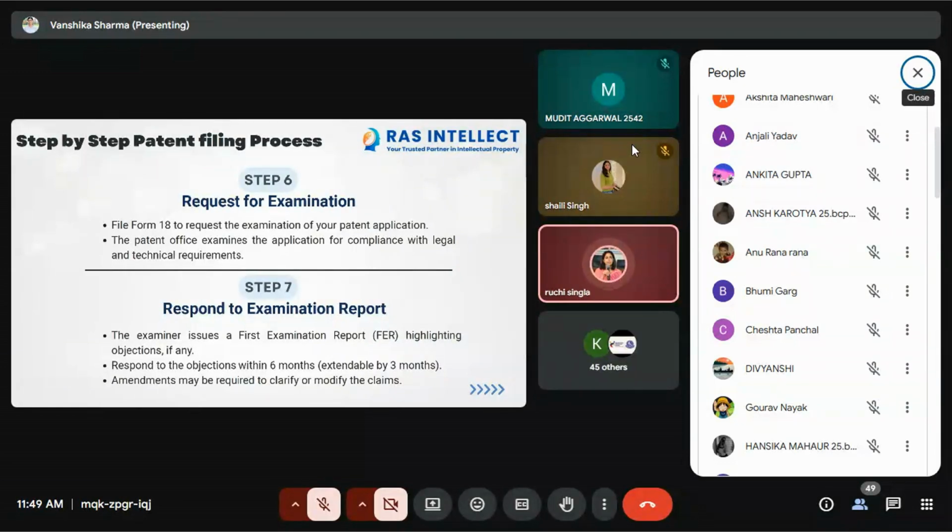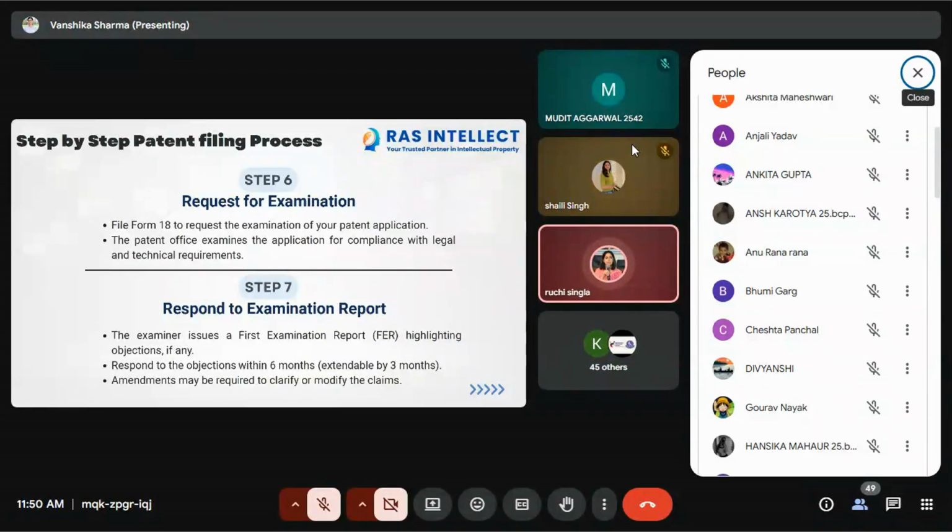Now we have a provision where we can go for the request for expedited examination, but not all the inventors can go for expedited examination. Only the women entrepreneurs or the government organizations can go for the request for expedited examination. Otherwise, we have to go for the request for examination, and you have to pay the fee for the request for examination. And request for examination will happen only once the application is published over the public domain. So the steps are filing, next is publication, next is going for request for examination.